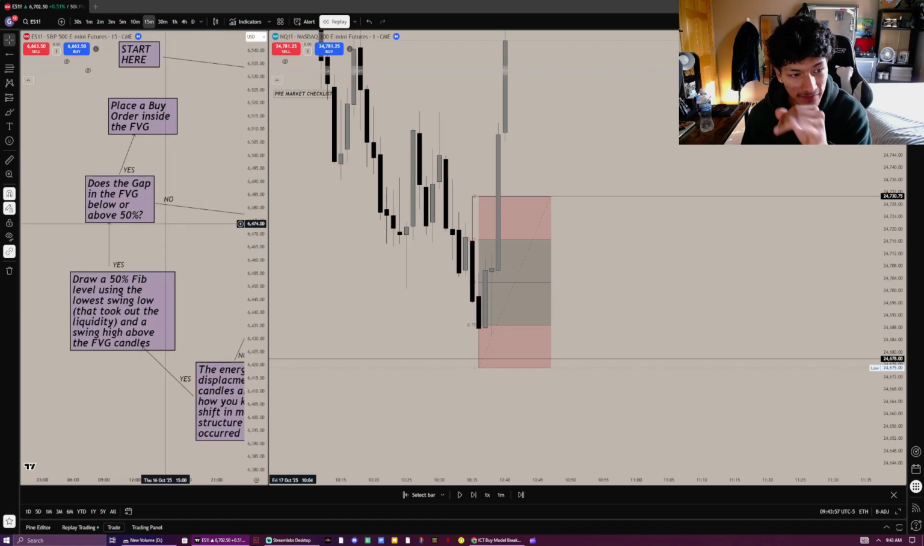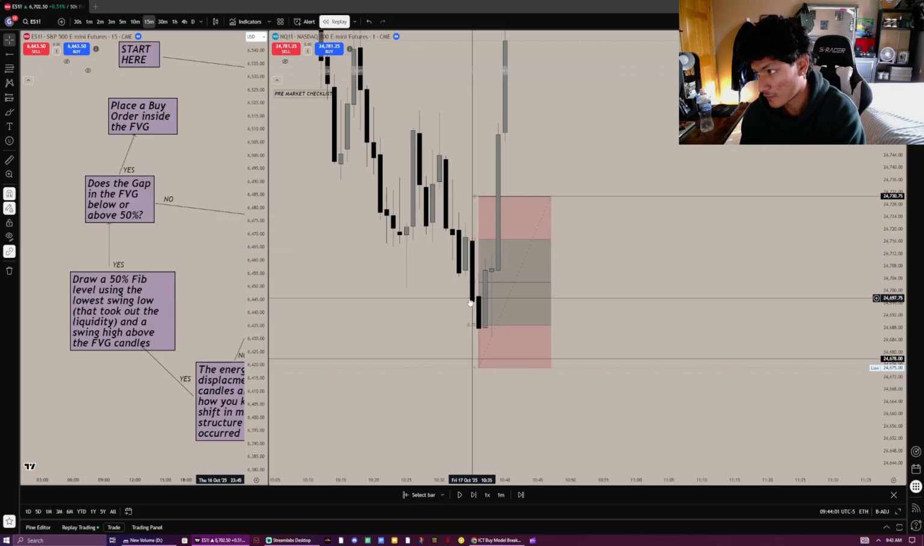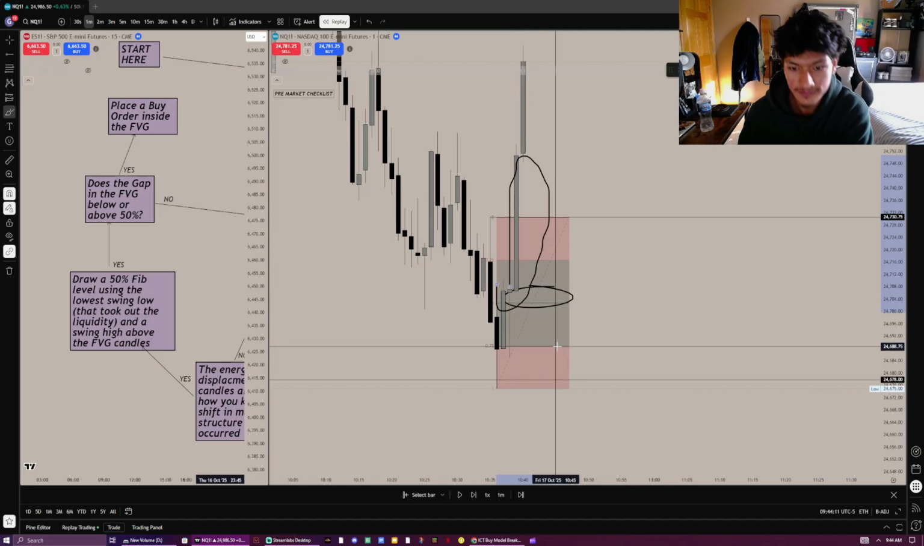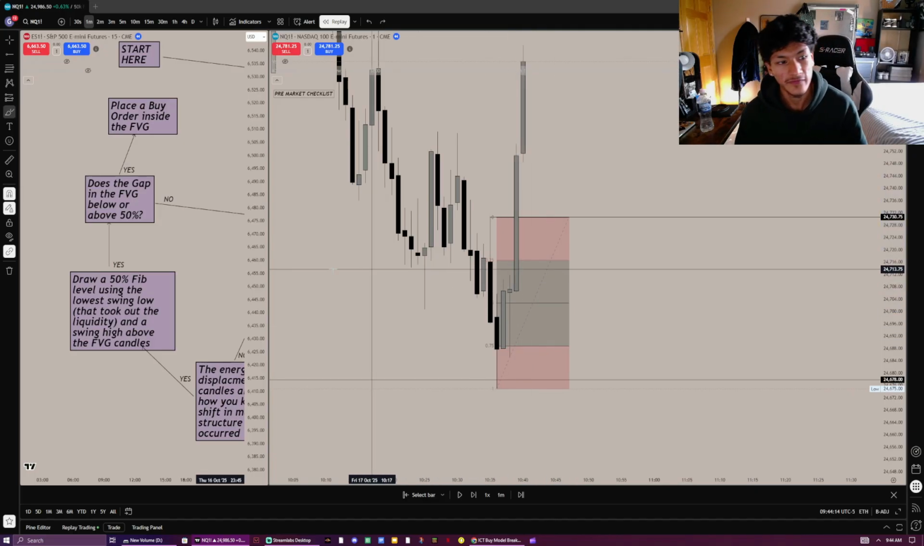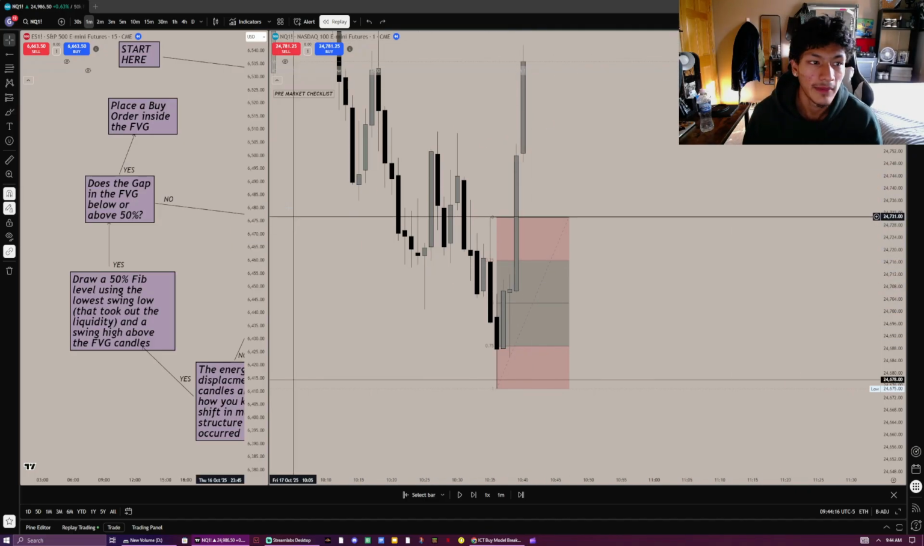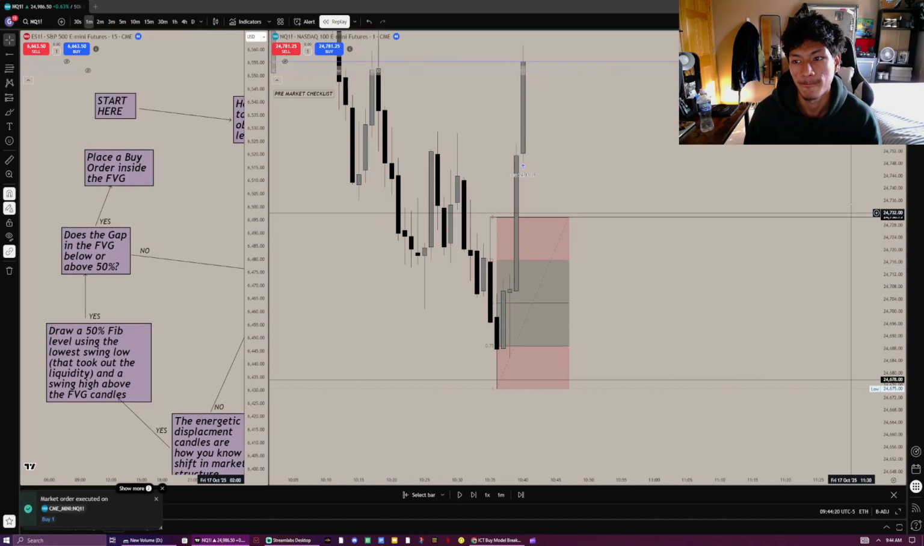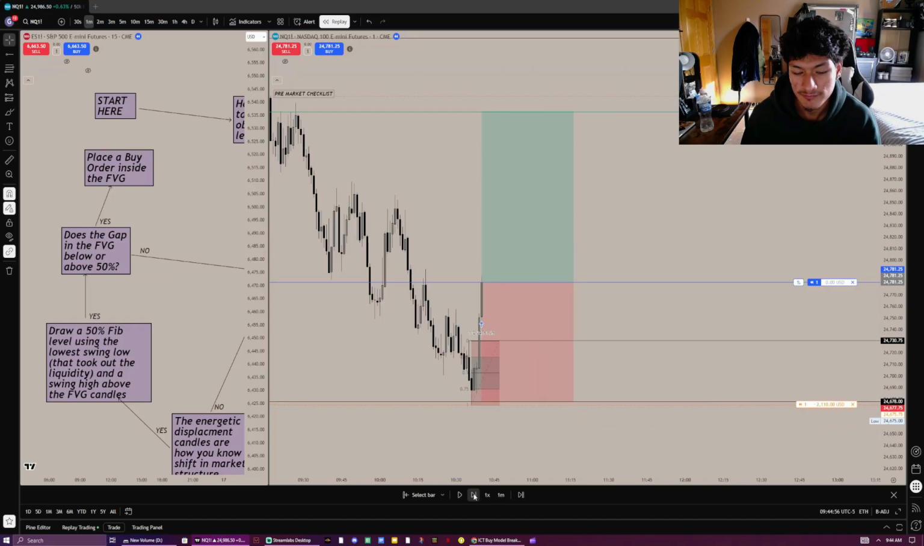Is the fair value gap below or above 50%? Is it below or above 50%? Here is the 50% level. The gap is above. So yes, this is above the 50% level. And then look at that. Place a buy order inside the fair value gap. Okay, buy. Let's just see it play out.